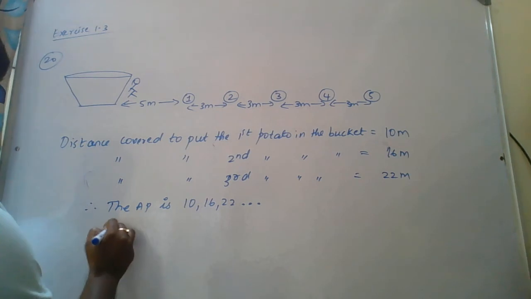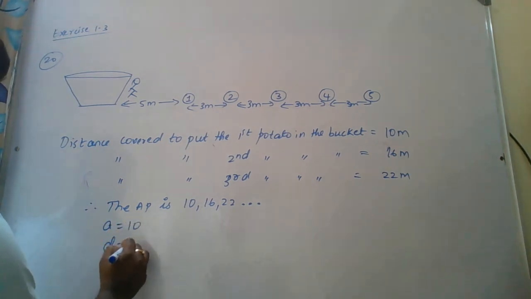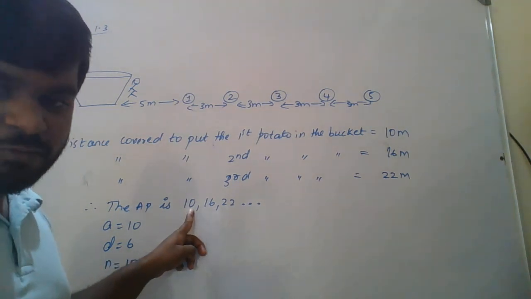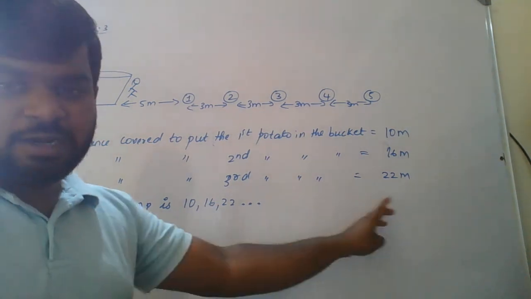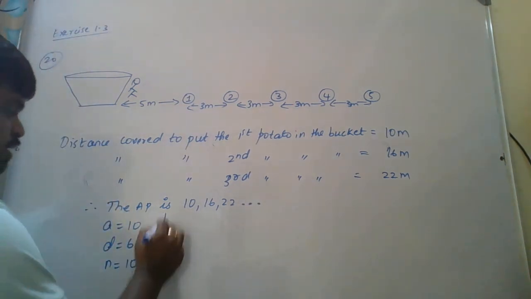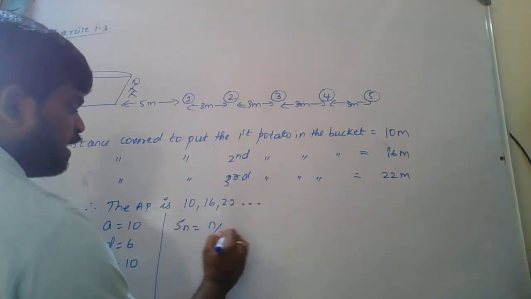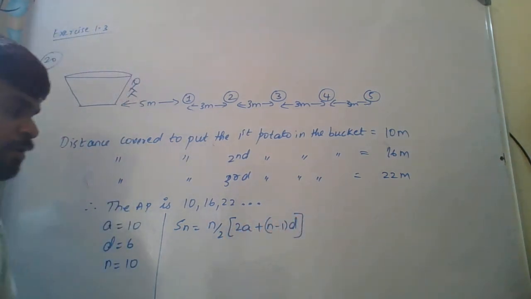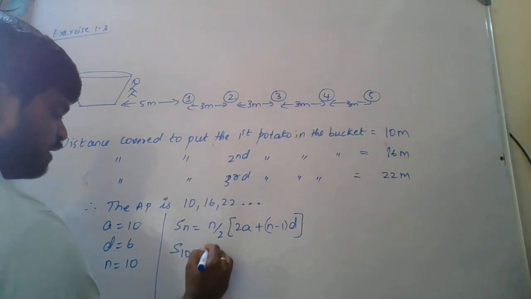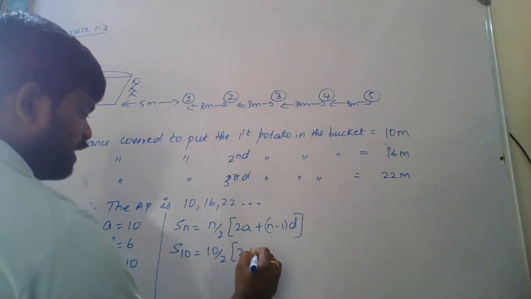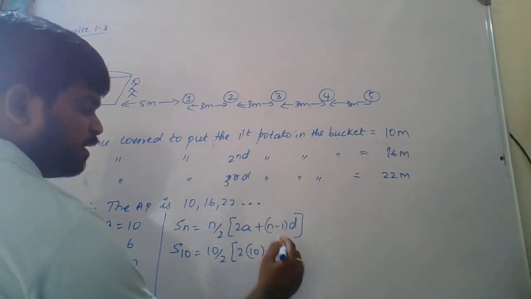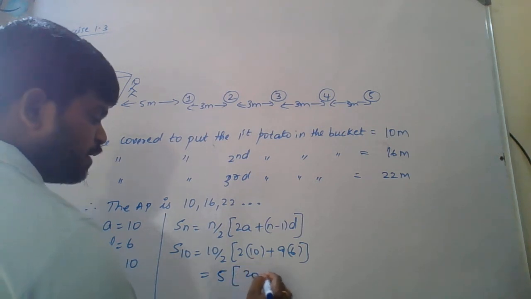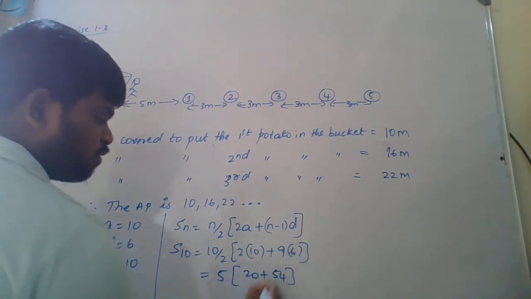Now you know the value of a, which is 10. d value is 6. n value is 10 because there are 10 potatoes. So let's use the formula. Sn is equal to n by 2 into 2a plus n minus 1 into d. So n value is 10. 10 by 2 into 2 into 10, plus 10 minus 1 is 9, into 6. So 10 by 2 gives you 5. 2 into 10 is 20. 9 into 6 is 54.